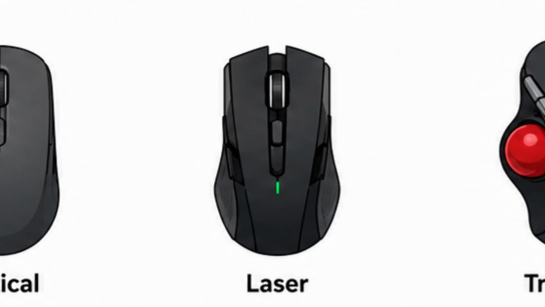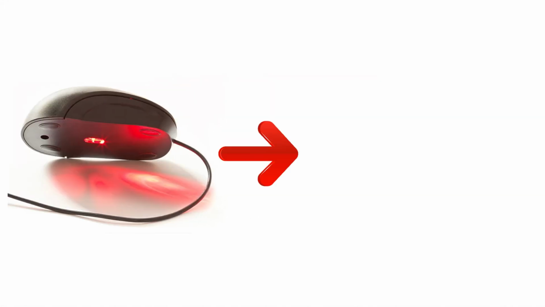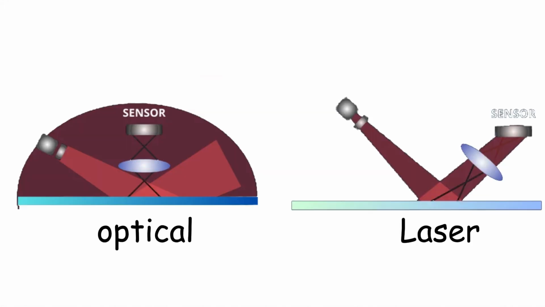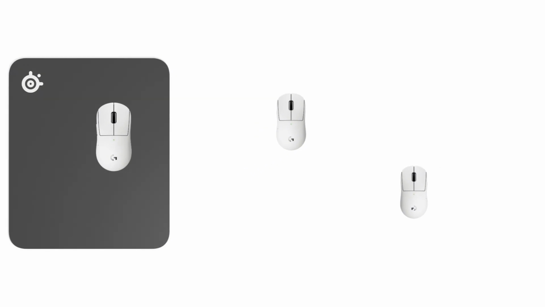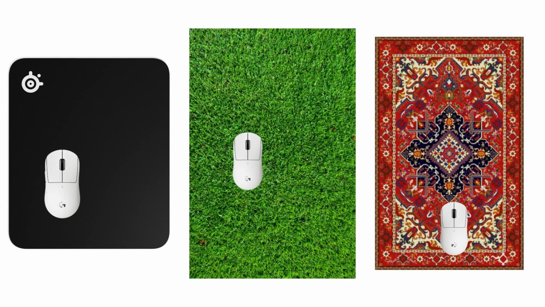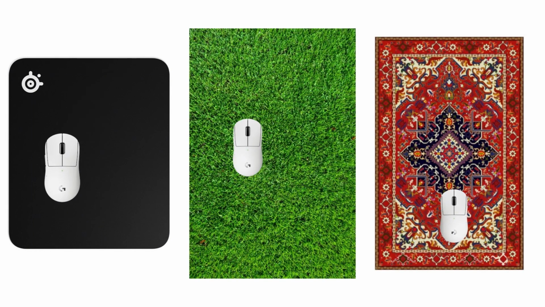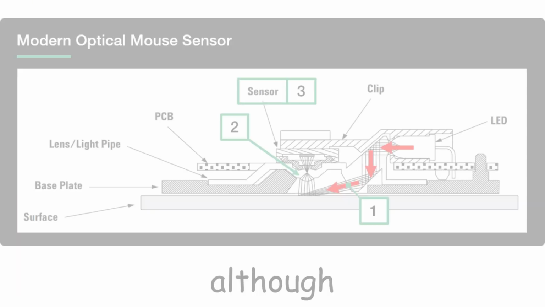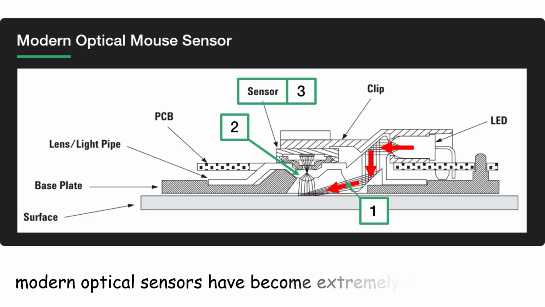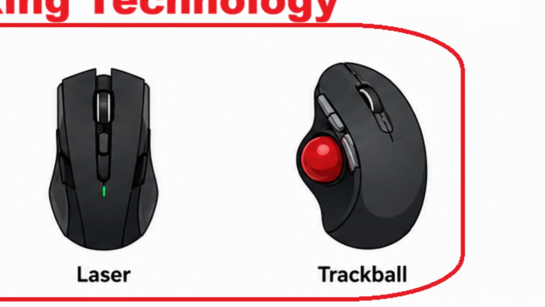Today, optical tracking is used in a huge range of mice, from basic office models to high-end gaming mice. Laser mouse. A laser mouse uses a laser instead of a traditional LED to illuminate the surface underneath it. The sensor then detects changes in the surface as the mouse moves. Laser mice became popular because they could track on a wider variety of surfaces than many older optical mice. They were especially useful for people who use their computers in different locations, although modern optical sensors have become extremely capable as well.